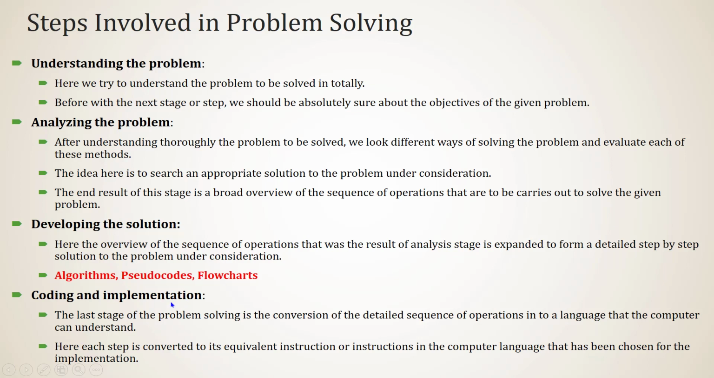Next is coding and implementation. The last stage of problem solving is the conversion of the detailed sequence of operations into a language that the computer can understand. From algorithms, pseudocodes, and flowcharts, we have to convert it into some computer programming language. The algorithms must be converted to some C programs or some Java programs. So our aim in this subject is to solve problems. For a given algorithm, can we write a C program? At the end of the course, you must have a good knowledge of how to convert given problem solving steps to a computer program.